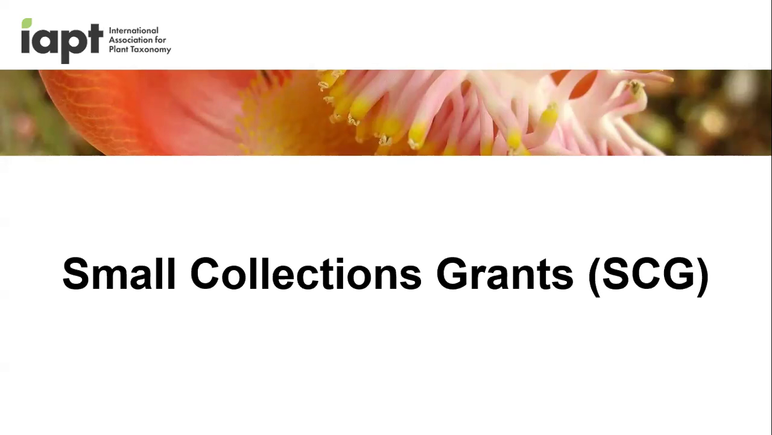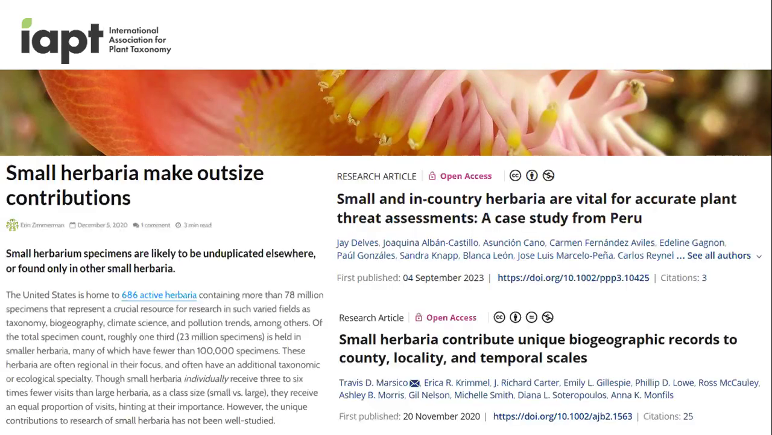Before we start introducing the details of what the grant call includes and who can apply, I really want to take a moment to say why we want to fund small collections from IAPT. Small collections are herbaria or fossil collections or fungal collections that have less than 100,000 specimens, and they are registered in the Index Herbariorum, the way IAPT defines it for this grant call. So let's bear that in mind.